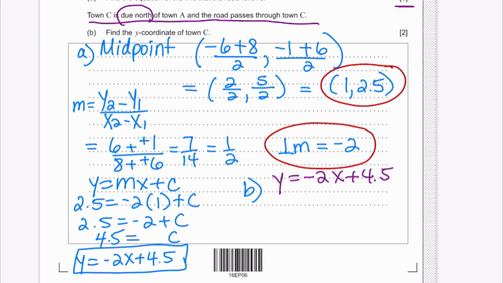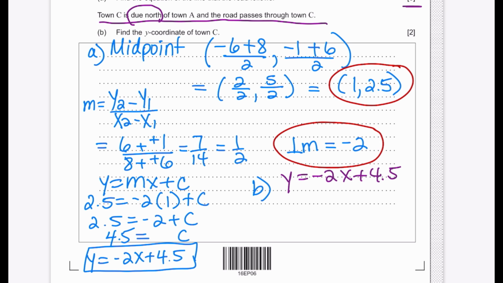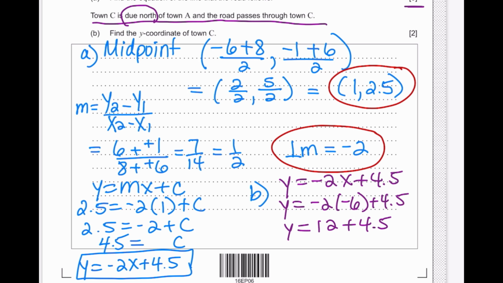As long as you show your work with the equation that you found, even if it's incorrect, you would get follow-through credit if you show your work. So if you're showing how you are substituting -6 into your equation, you're going to get follow-through marks, which means that you're going to get the full marks. So y equals 12 plus 4.5. So y equals 16.5. And that is your final answer.